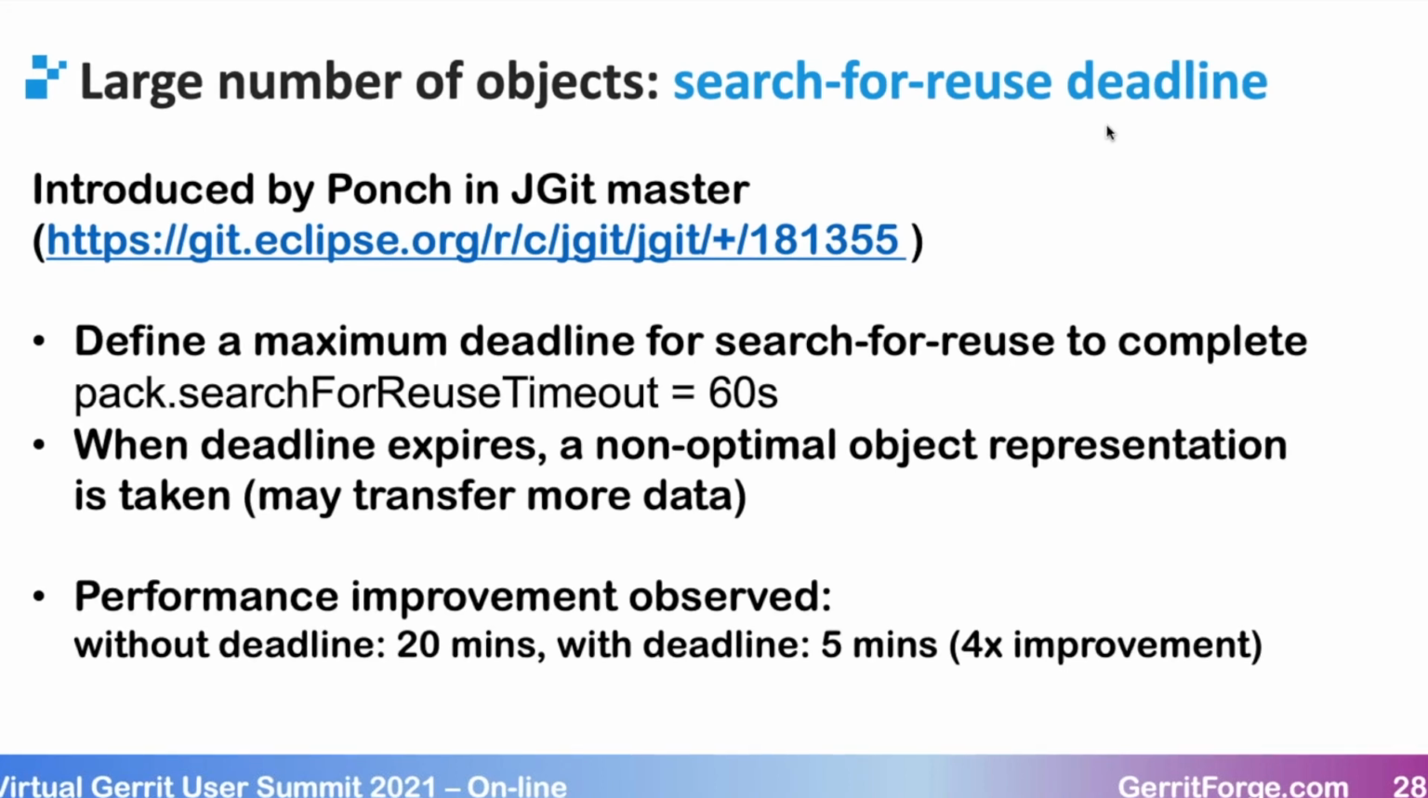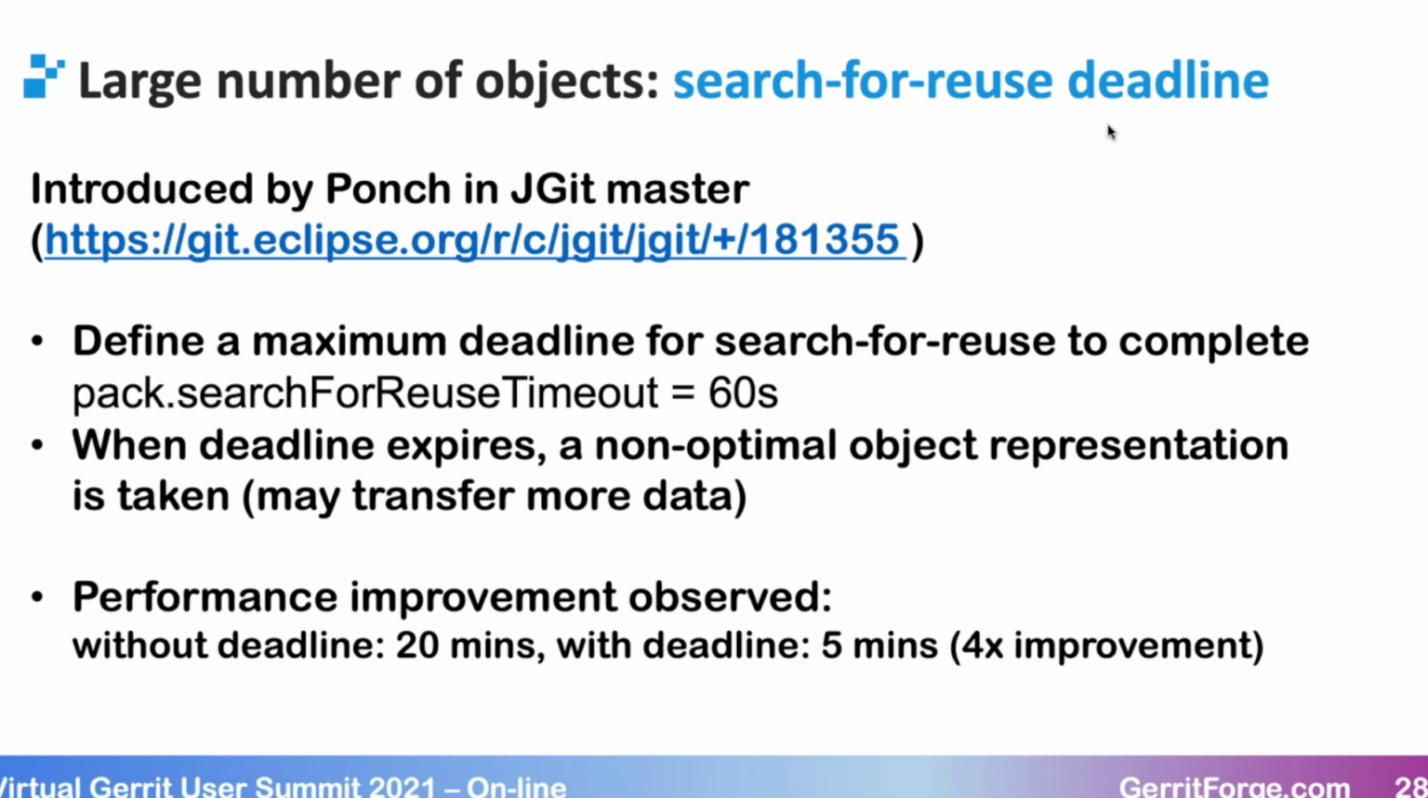So you define your deadline: how much time are you willing to wait for the best representation for an object? And you say pack search for reuse timeout equals 60 seconds. You say, please look for the best match of your blob for 1 minute, but if you can't find it, just send me the one you've got. And we had a specific test case where a 20 minutes search for reuse phase was reduced to just 5 minutes. That was really good, a 4 times improvement.